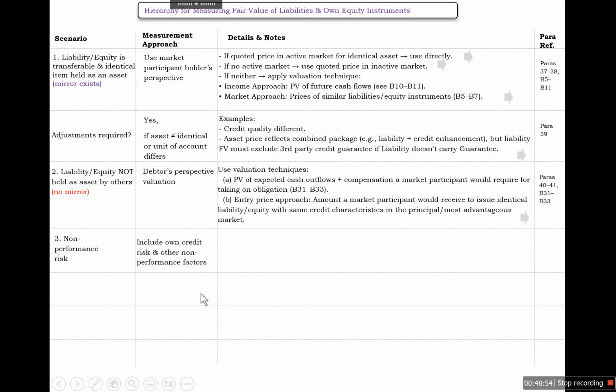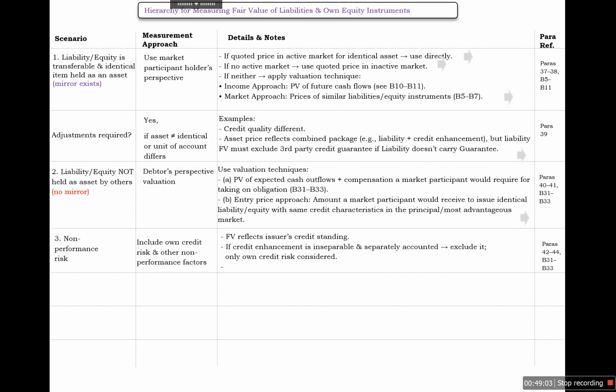Similarly, in case of non-performance of an asset, we need to include credit risk and other non-performance factors while evaluating the assets. So, fair value reflects the issuer's credit standing. If credit enhancement is inseparable and separately accounted, we need to exclude it. We need to only account for credit risk. For example, fair value of liabilities reflects the non-performance risk.